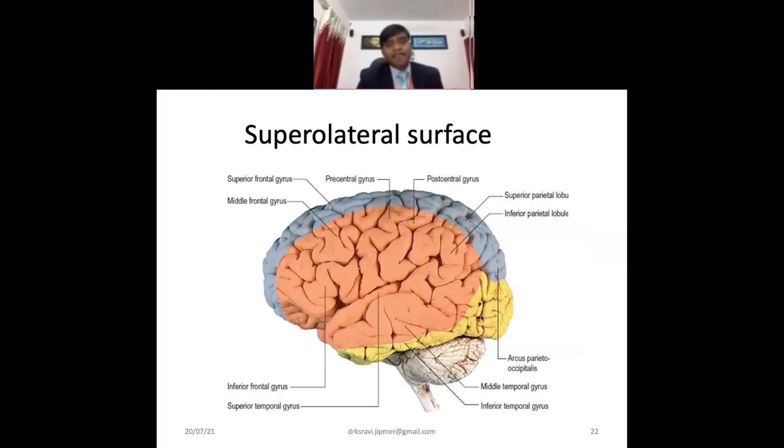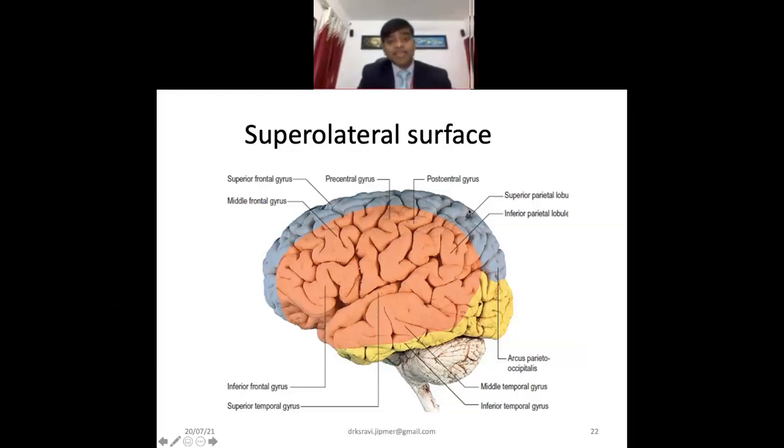Now, let's see in the different surfaces how these arteries are supplying. Whether you talk about the supralateral surface, the medial surface, or the inferior surface, all these surfaces will be supplied by all three cerebral arteries. The supralateral surface is chiefly supplied by the middle cerebral artery. Similarly, the medial surface is chiefly supplied by the anterior cerebral artery, whereas the inferior surface is chiefly supplied by the posterior cerebral artery.